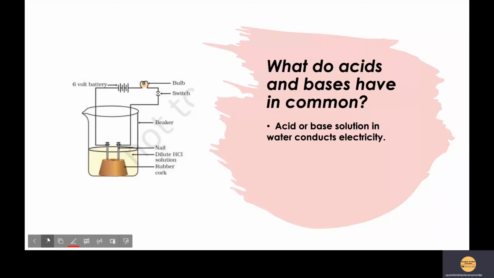Okay, like we saw, acids and bases are totally two different things, right from the definition to the general properties, they differ in each aspect. But still there might be something which is common, right? The thing which is common is that whenever we form an acid or base solution in water, it conducts electricity. Even if you are dissolving acid into water or a base into water, whenever you form a solution out of this, that solution will be a good conductor of electricity. So that is a thing which is common in both acid and base.